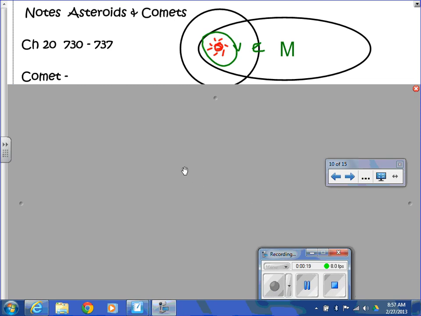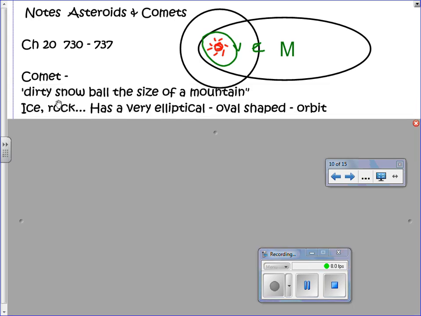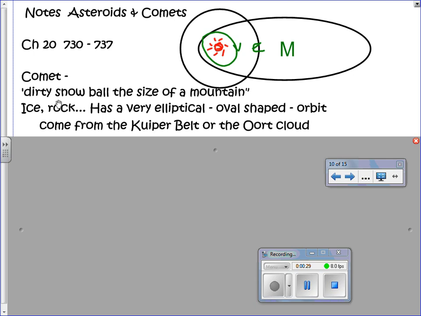So a comet. On the worksheet, it asked you what they're made of and what their orbital path is. One of the definitions of a comet is a dirty snowball the size of a mountain. It's made of ice and rock, and one of the things that makes it very different is it has a very elliptical or oval-shaped orbit. And they come from either the Kuiper belt or the Oort cloud. We'll talk about those two things in a minute.